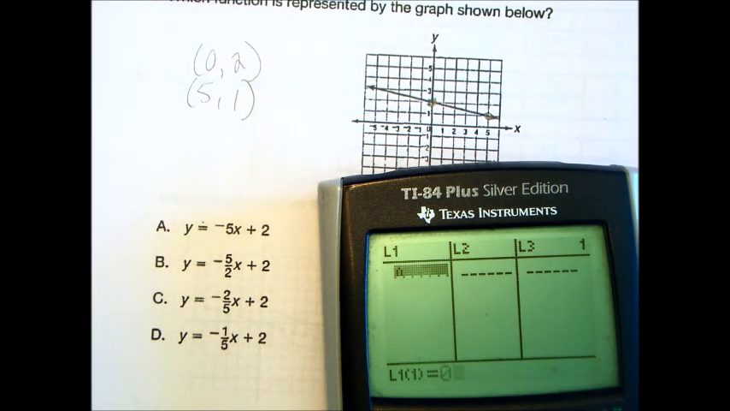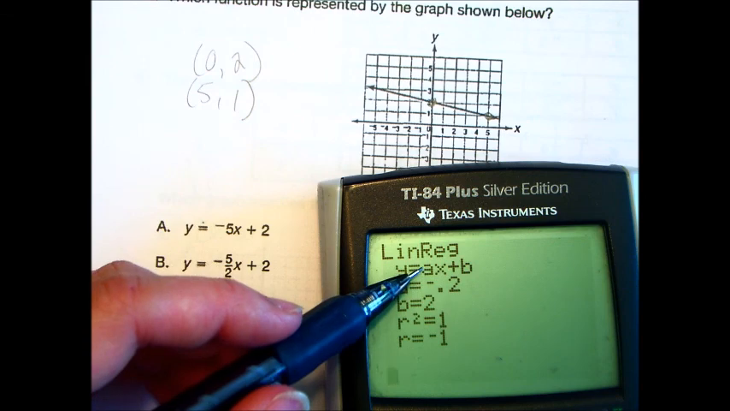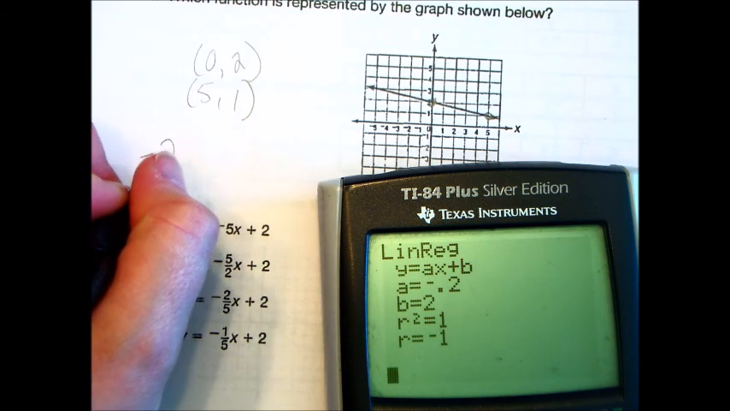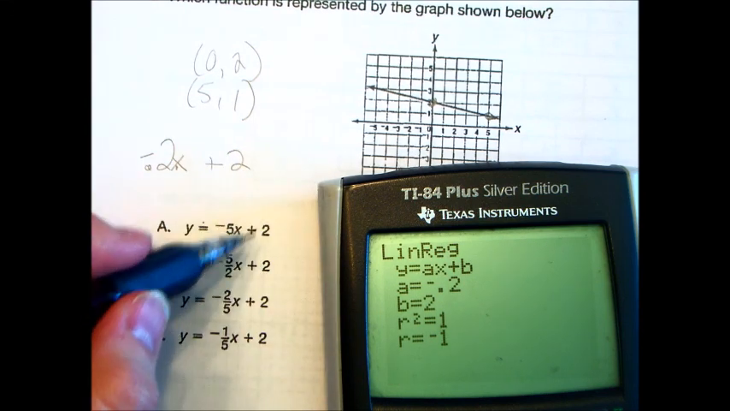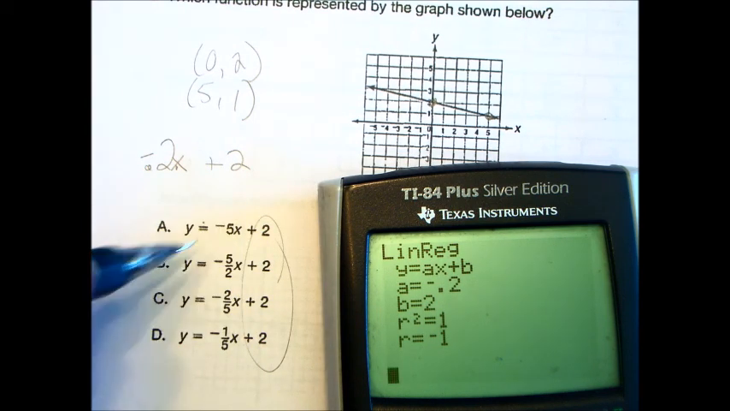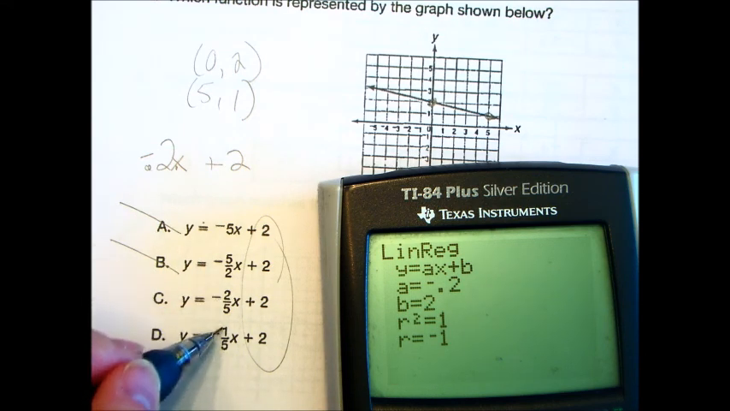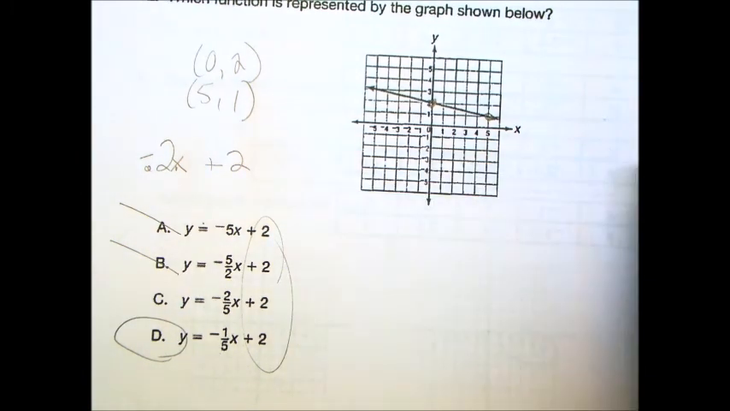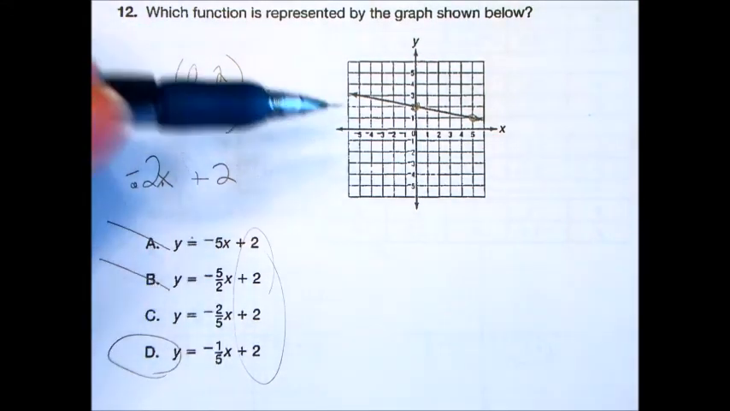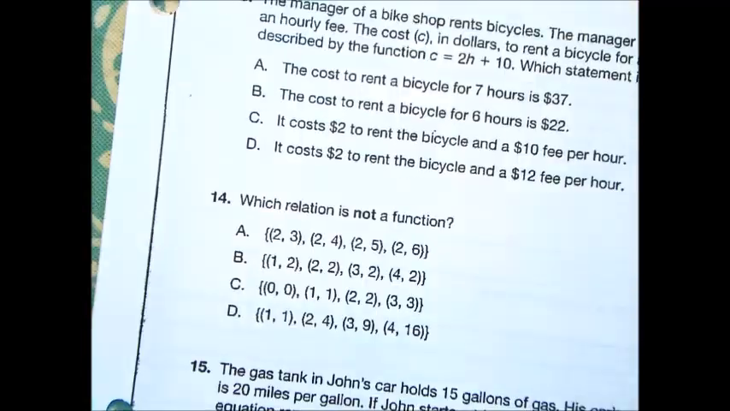Let's see, so 0, 2 and 5, 1. So y equals, that's negative 0.2x, whoopsie, and plus 2. So they all have the plus 2. I see they're all negative, but it's not 5, it's not that one. And 0.2 is going to be this one right here. See how negative 1 divided by 5 is negative 0.2? That's the one that matches. That's it. And you can also see it goes up to 2 and then down 1 over 5, down 1 over 5, which makes it D.